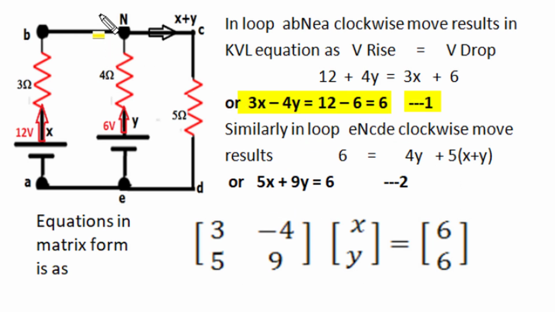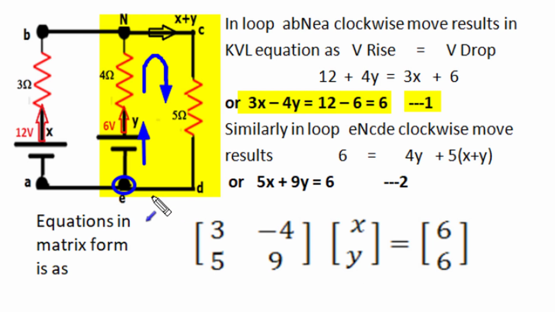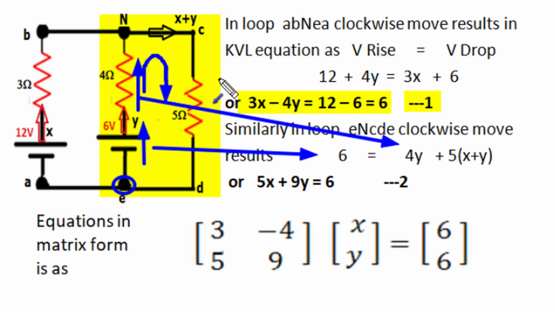Similarly, in the other loop E, N, C, D, E, we once again start our travel from the left bottom node E. We will again travel in the clockwise direction, and first when we cross the 6 volt source, we are moving from low potential to high potential. So this 6 volt is on the right side. Now in the 4 ohm resistance, we are moving in the direction of current from high potential to low potential. So this 4Y comes on the drop side, and finally across the 5 ohm we are again moving in the direction of current. Current moves from high to low, and our movement is also from high to low potential. So it's a drop, and it is IR, 5X plus Y.